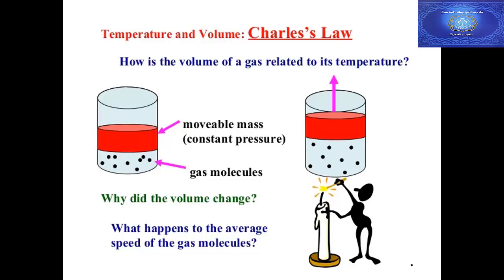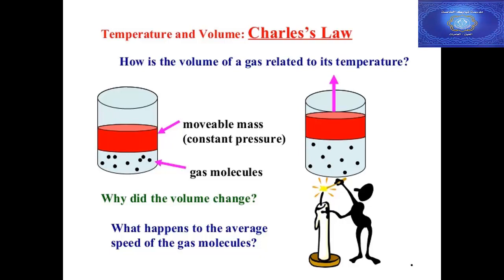This is Charles' law. So, Charles' law states that at constant pressure, the volume of a gas is directly proportional to its temperature. But why did the volume change? Why did the volume increase by increasing temperature? Or what happens to the average speed of the gas molecules?